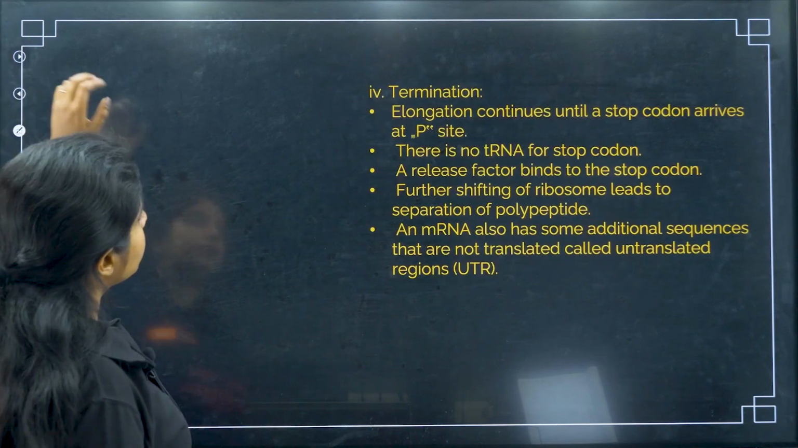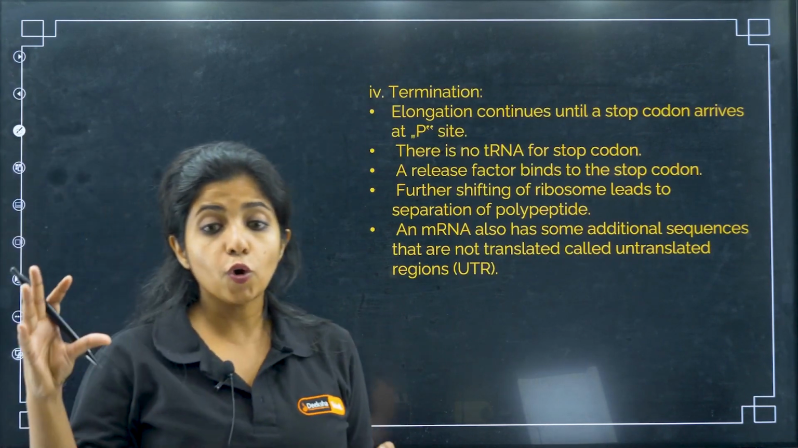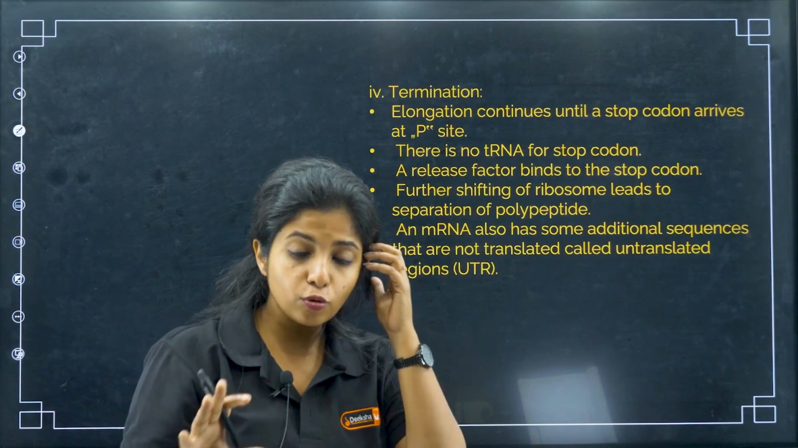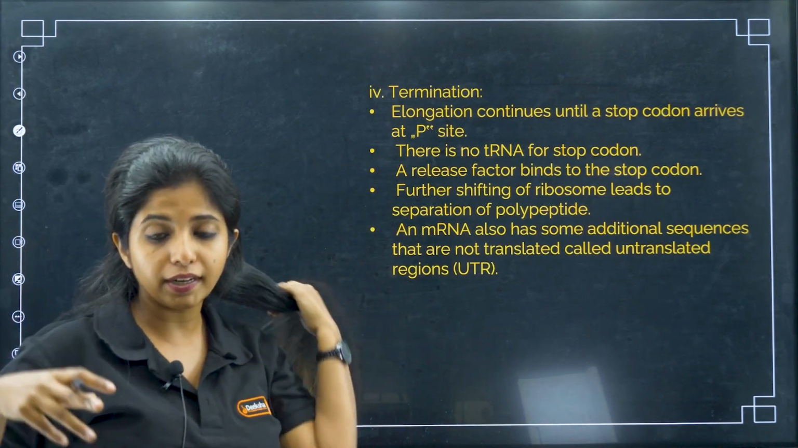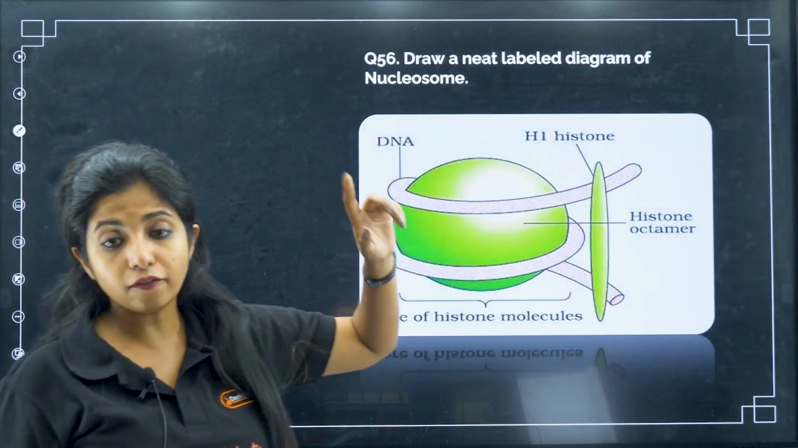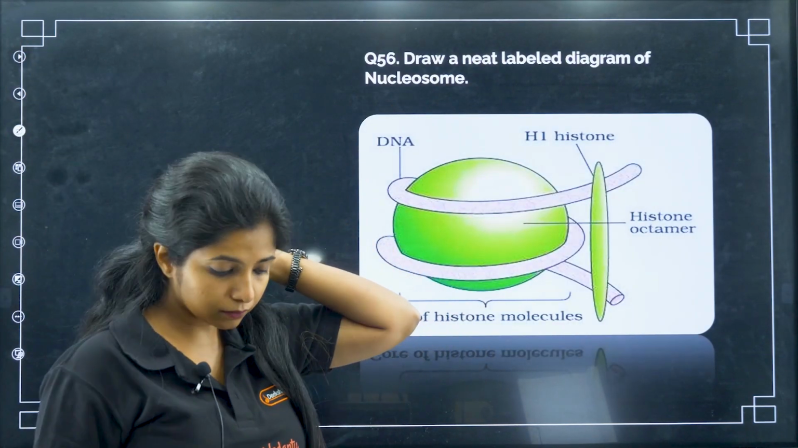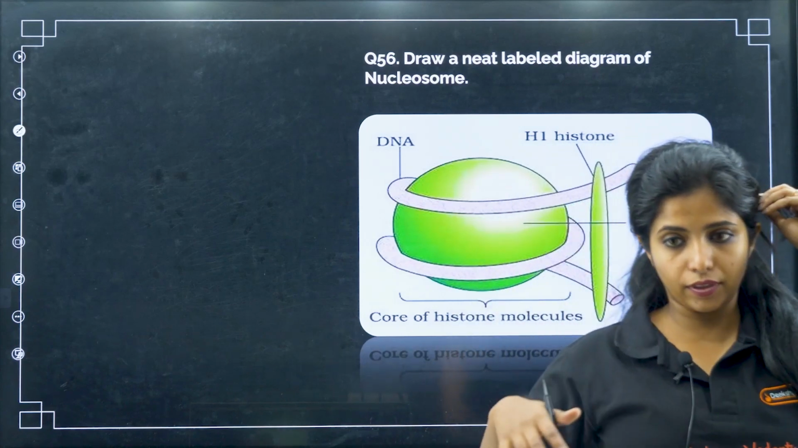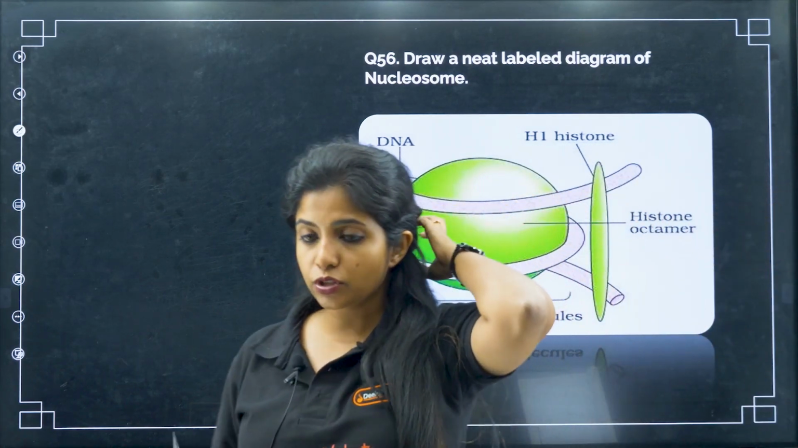Termination is when the rho factor comes and attaches, because there is no amino acid for the stop codon, right? So the rho factor will be coming and attaching and doing the termination. Always remember, you have to know the sequence of everything. You have to know the sequence of a lot of things.